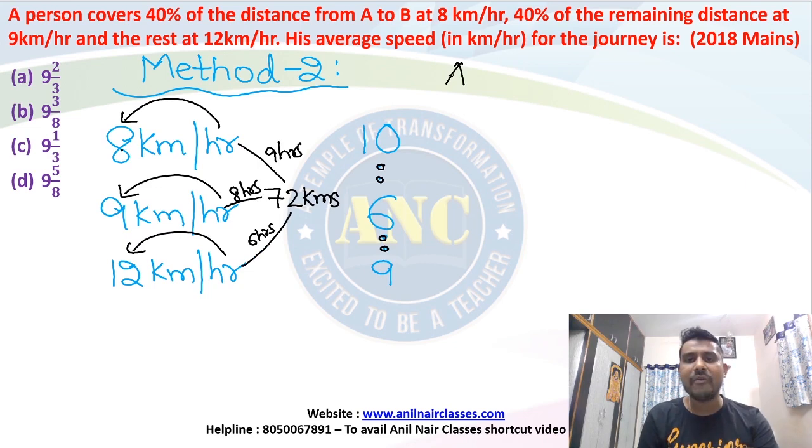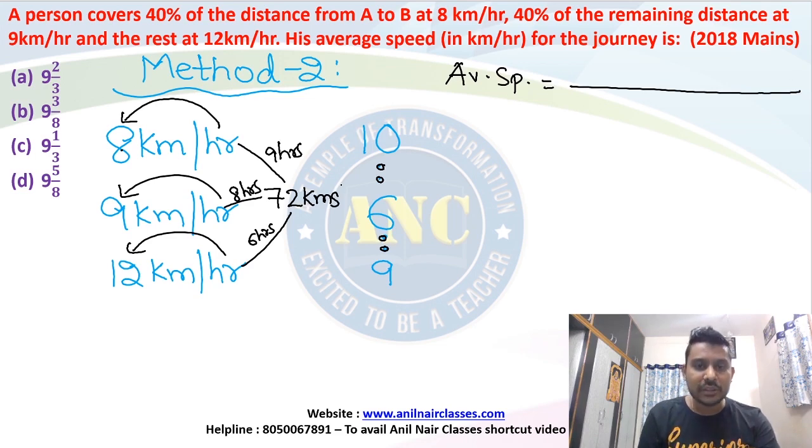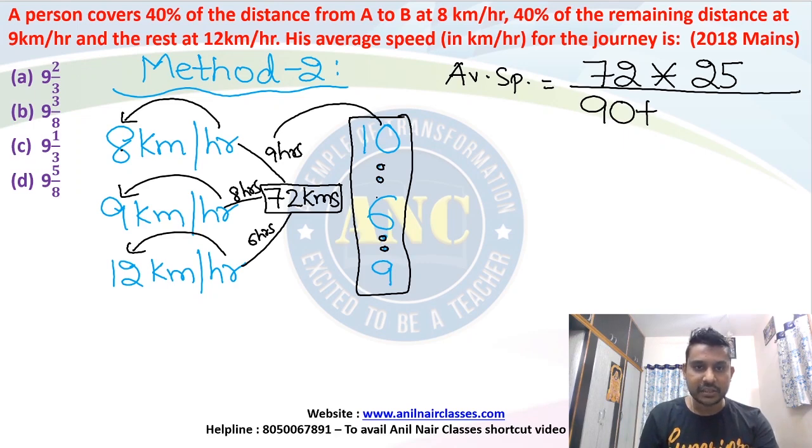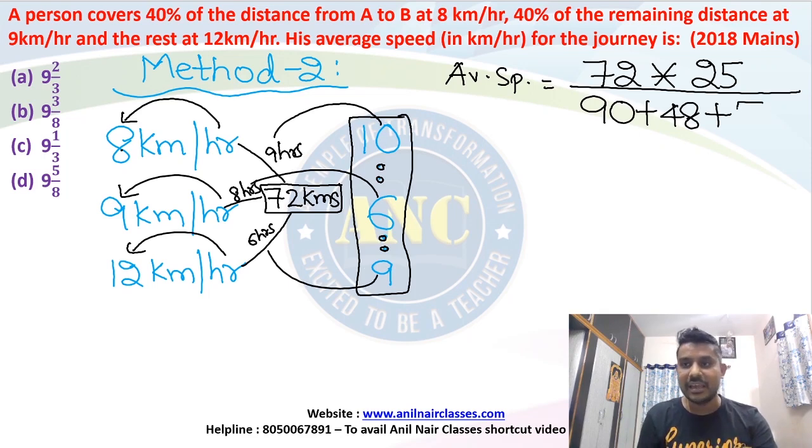I want to find the average speed. Absolutely the same concept like the way I solved previously. I told you that the distance which I assumed is 72. Write down that 72 multiplied with the sum of the distances in the ratio. 10 plus 6 plus 9, it is 25. I hope you are understanding. Divided by total time. 10 into 9 hours, it is 90. Plus 6 into 8 hours, it is 48. I hope you are all understanding this concept, right? 9 into 6 hours, it is 54. Please calculate and check whether you are getting the same answer as the previous method. Absolutely, definitely you will get it.